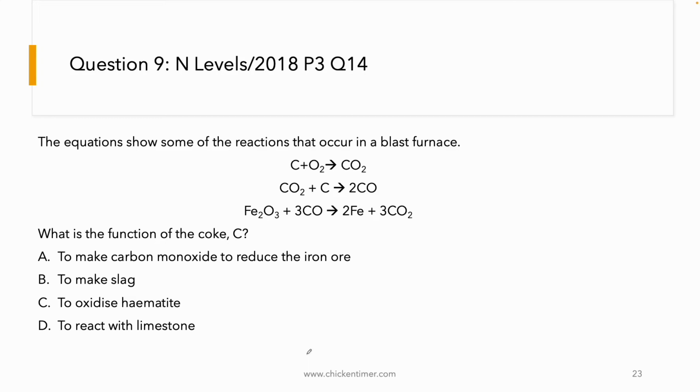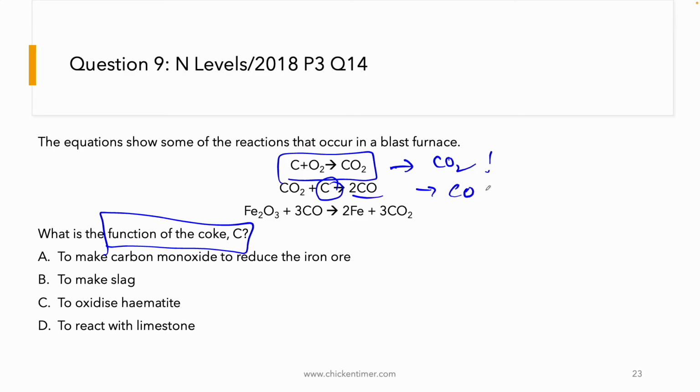In question 9, the equation shows you some of the reactions that happen in the blast furnace. Then they ask what is the function of coke. Okay, so you have the reaction here. Coke is carbon. So carbon down here reacts with oxygen to produce carbon dioxide. Then the second part here, coke reacts with carbon dioxide to produce carbon monoxide. And ultimately this carbon monoxide comes over here. Then the carbon monoxide will react with the iron oxide, so you get iron in the end.